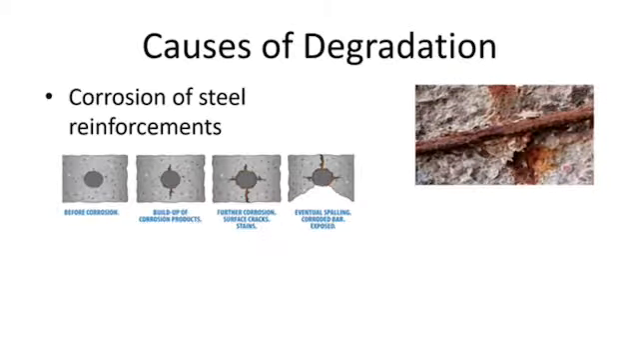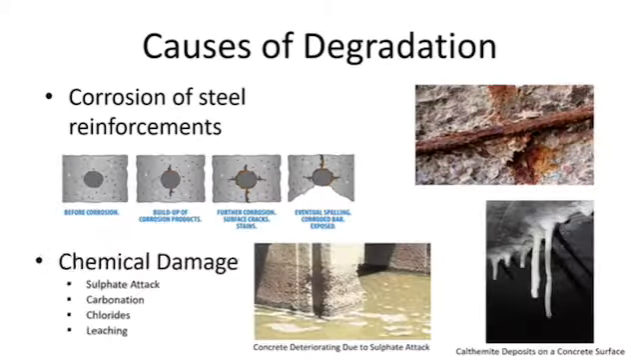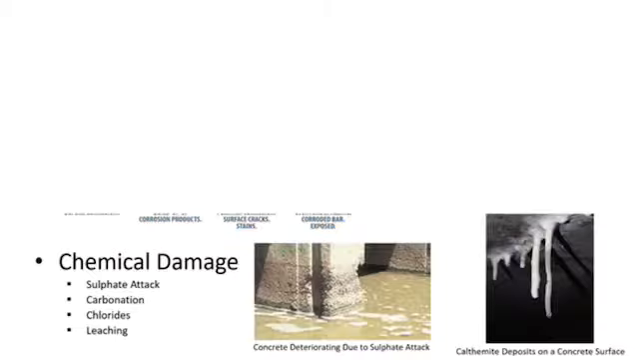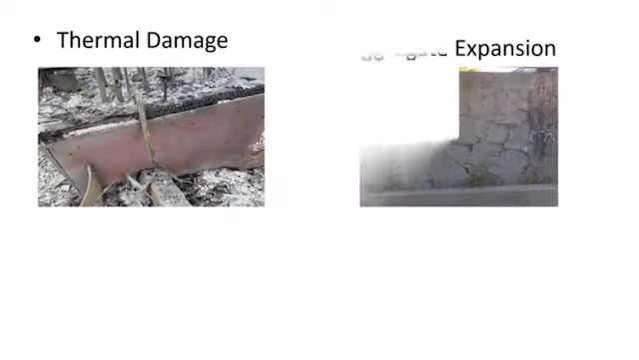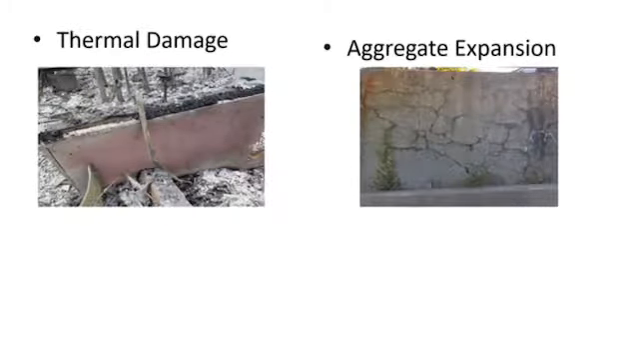There are many causes of concrete degradation, including the carbon steel reinforcements being exposed to corrosion. Chemical damage, such as sulfate attack, carbonation, chlorides, and leaching, all contribute to the reduction in strength of concrete members. Thermal damage occurs when concrete is exposed to unusually high temperatures, which cause the concrete to lose its strength and stiffness. Aggregate expansion happens when chemical reactions such as the alkali-silica reaction occur inside the concrete.